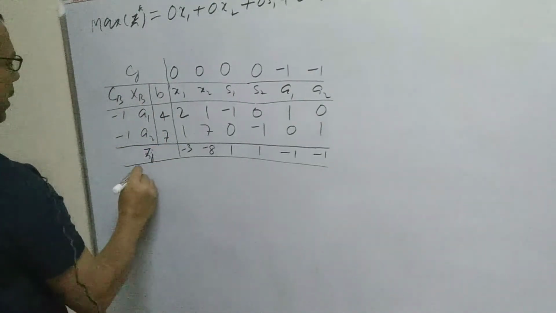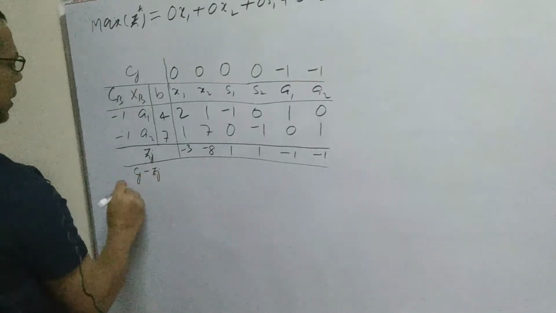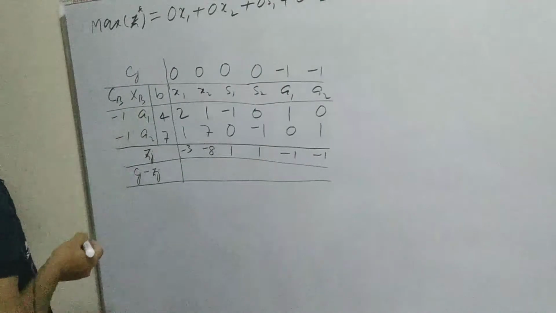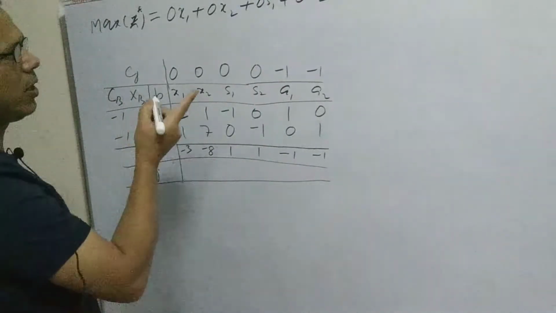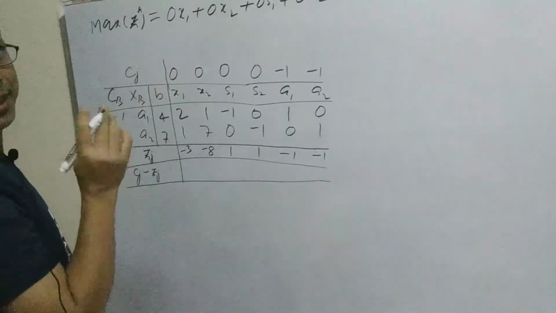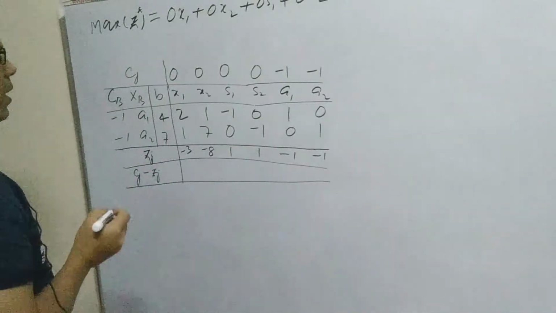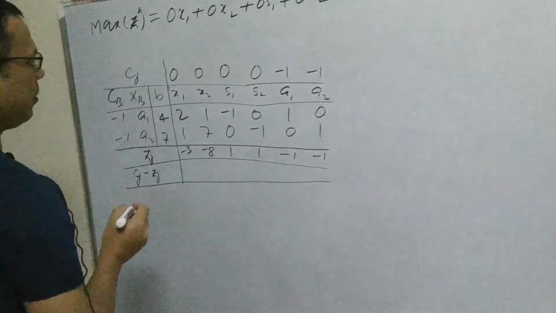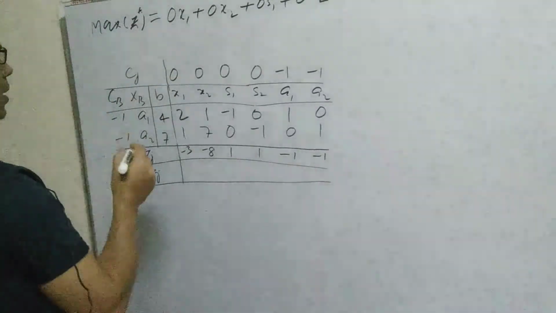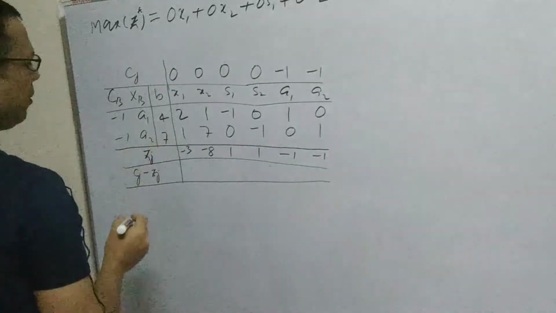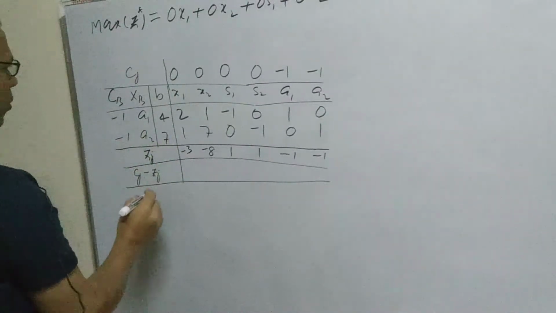Then find cj minus zj. It is a very easy method. The same procedure that I applied to solve the linear programming problem by the simplex method and by the big M method, the same procedure is going to be applied to solve the LPP using the two-phase method. So now we are going to proceed with phase 1. This is the procedure to get the solution at phase 1.